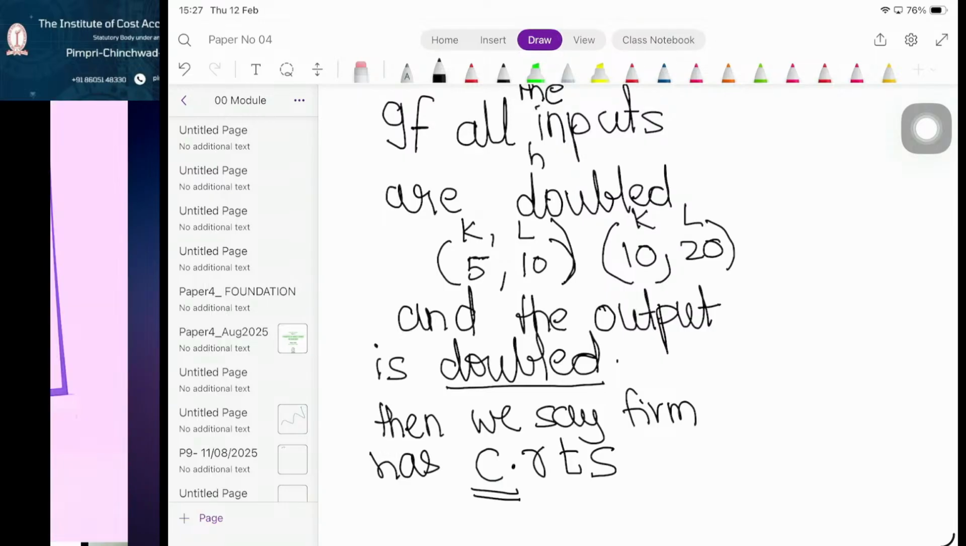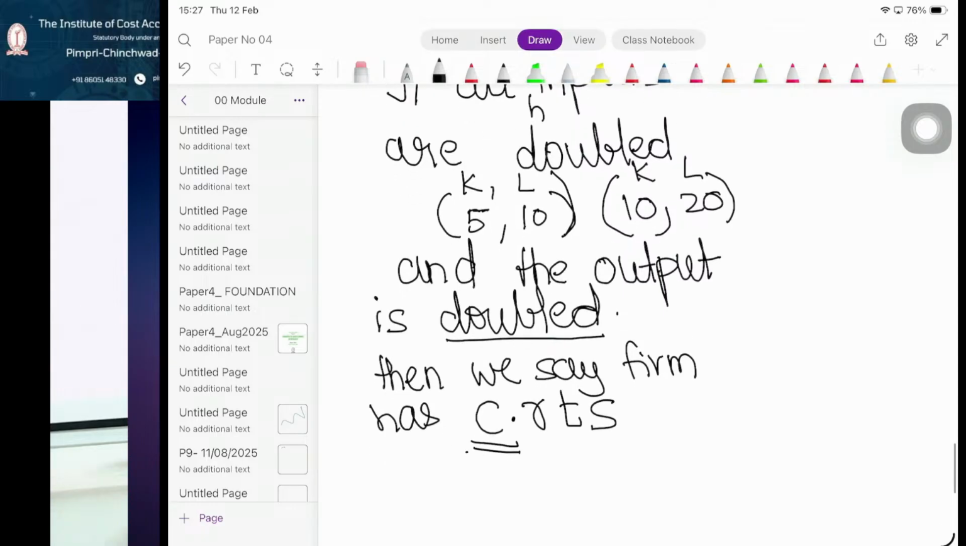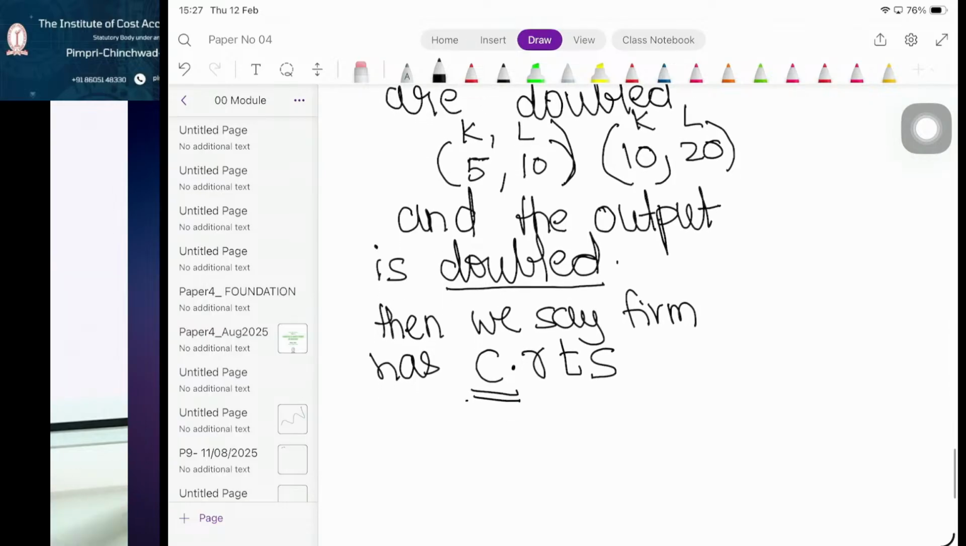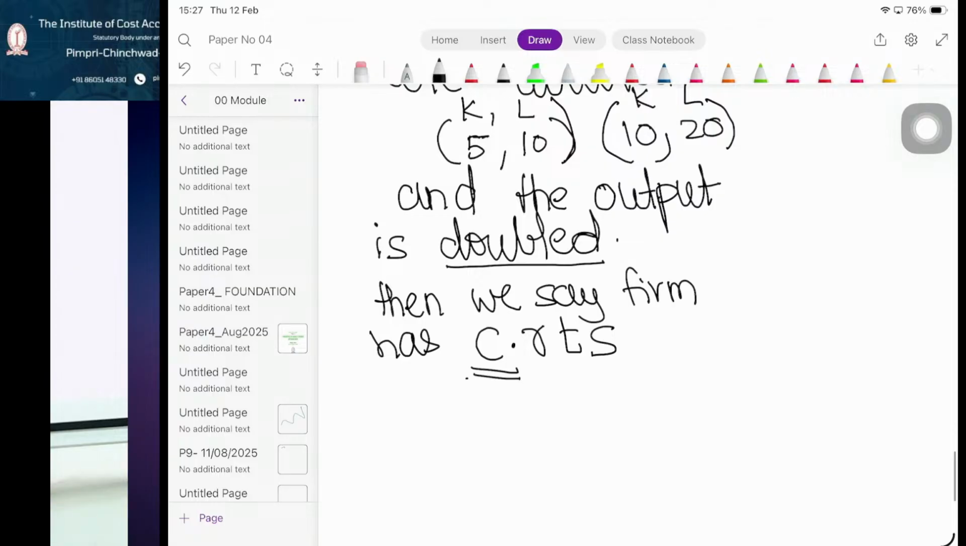If all inputs are doubled and the output is doubled, then we say that the firm has constant returns to scale. Did you get this? Have you all got this? Constant returns to scale. So this is the first, the baseline case. Double the inputs and output gets doubled. Let's look at the two other possibilities.